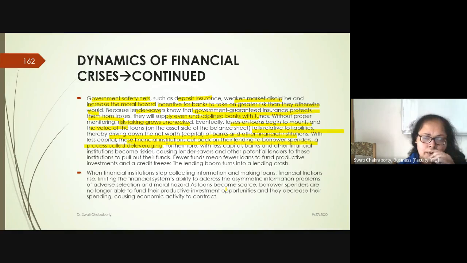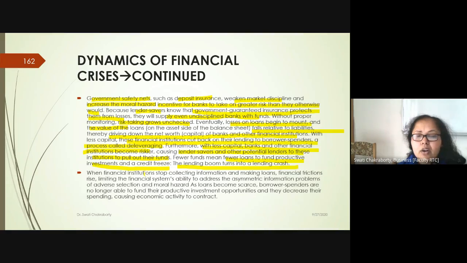Deleveraging is when you start cutting back on the lending system. With less capital, banks and other financial institutions become riskier, which causes lender savers and other potential lenders to pull out their funds. Fewer funds mean fewer loans to fund productive investments, so a credit freeze happens. Thus, the lending boom turns into a lending crash.